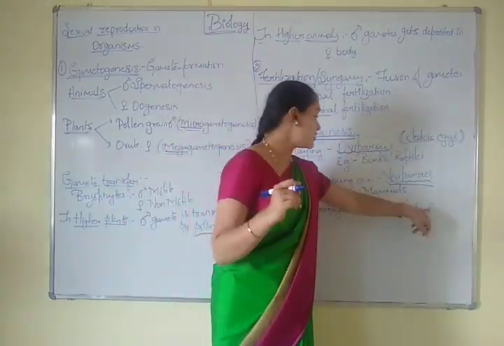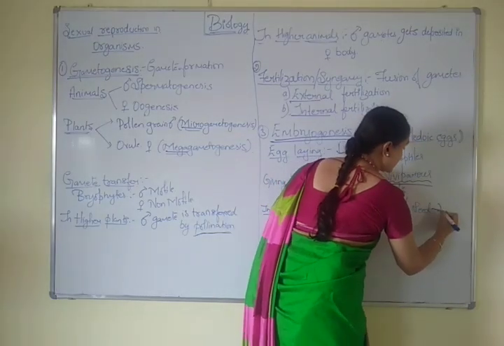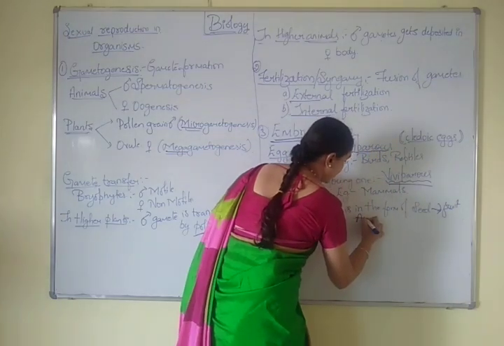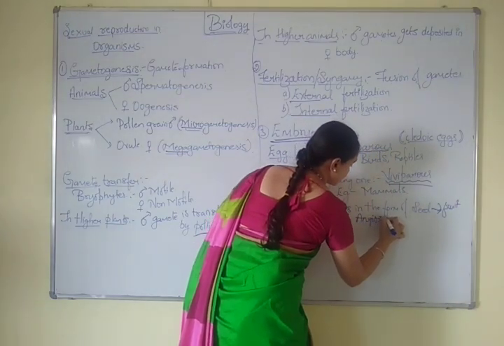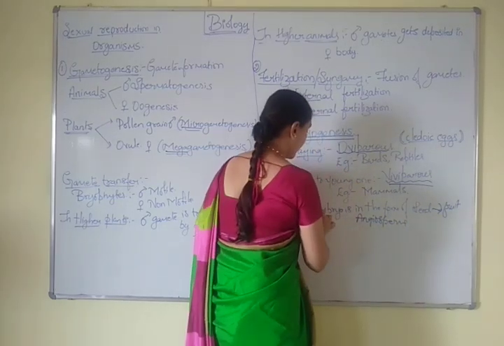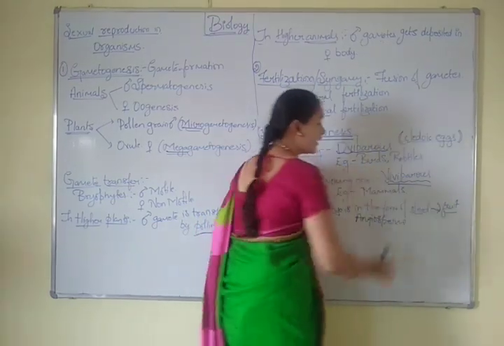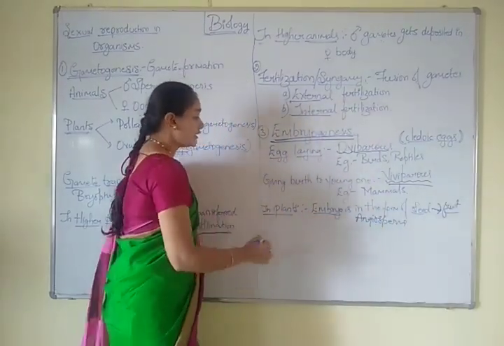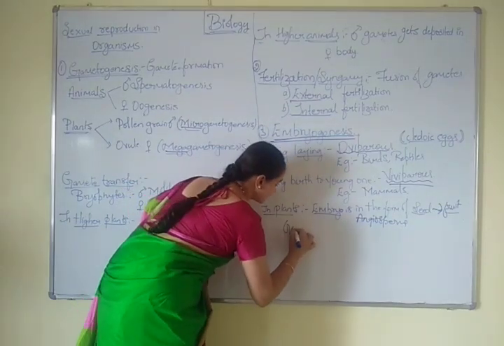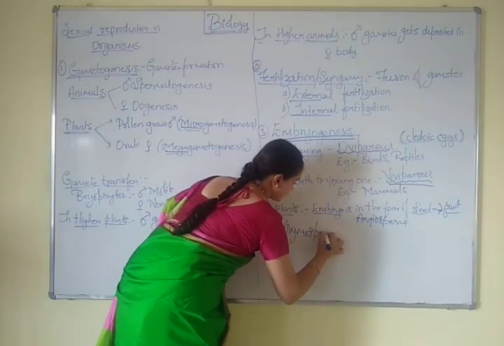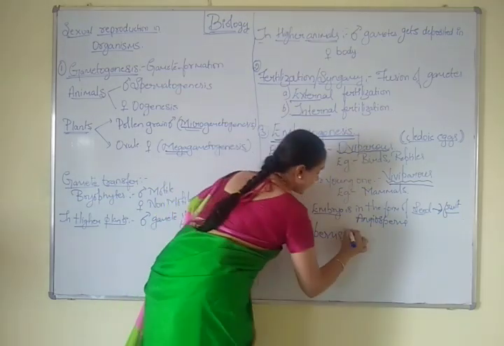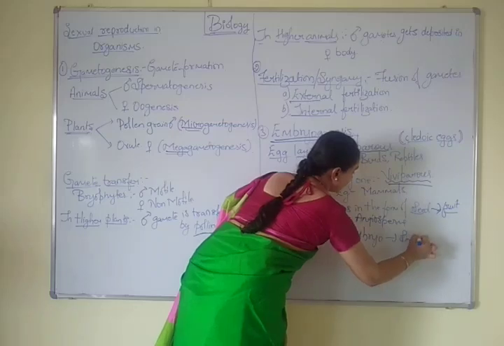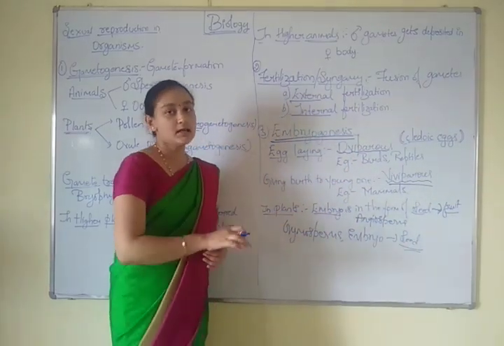So the embryo changes to seed and the seed changes to the fruit in the higher plants, like in angiosperms. In angiosperms, the embryo becomes the seed, and the seed converts into the fruit. In the lower plants, like in gymnosperms, the embryo will change to the seed and it will remain as a seed itself.